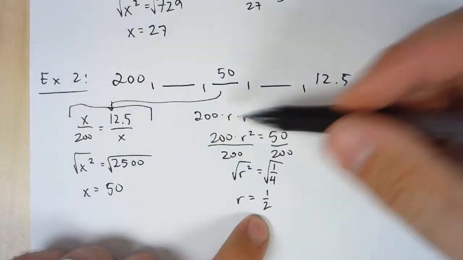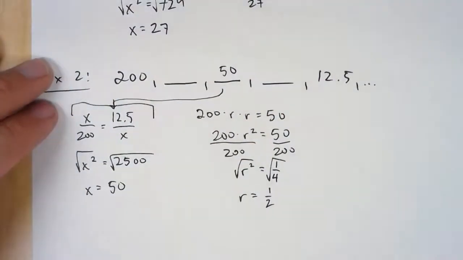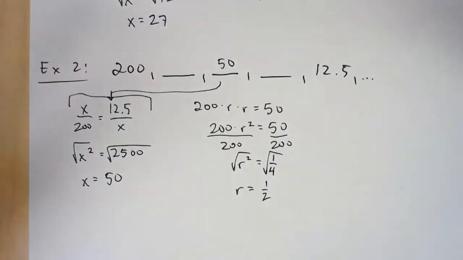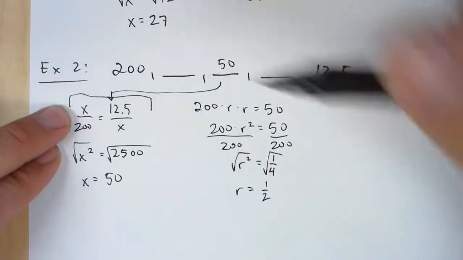So we could actually just use the fact that we found r and just multiply it all the way through. Or we can still find a geometric mean, whichever you want to do. So 200 times 1/2 is going to give us 100. So let's check to see if we get 100 using the geometric mean.